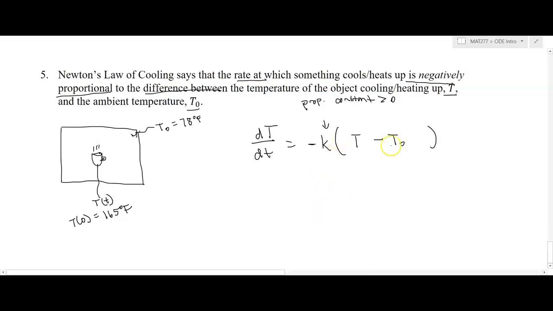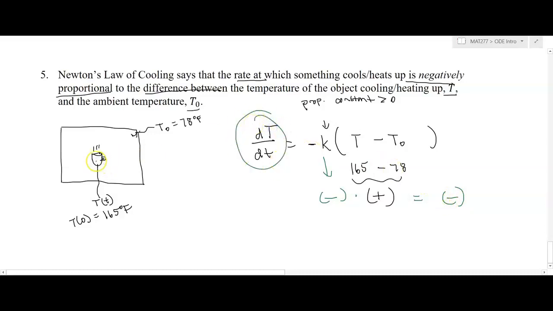And the reason it needs to be T minus T naught and not T naught minus T is, let's think about this for a second. So if I have 165 degree coffee minus a 78 degree temperature, this is going to be a positive number right here. Now, what I have here is going to be a negative number, right? Because it's going to be the negative of a positive constant. And when I multiply those together, I am going to have a negative times a positive, which is negative. So that tells me that the rate at which the temperature of the coffee mug is changing is negative, which means the cup is cooling off.